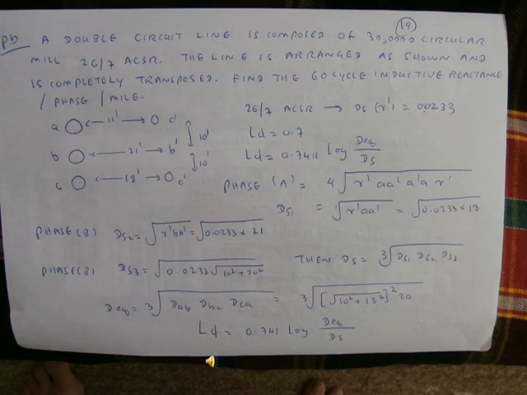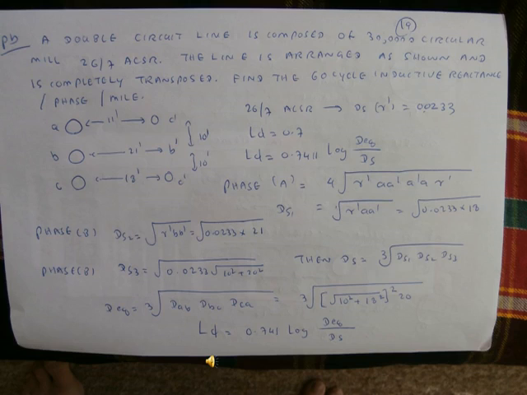So DS, that is R dash, is equal to 0.0233. The inductance per phase is equal to 0.741 log of D equivalent over DS. So for phase A, DS1 is equal to the square root of R dash multiplied by AA dash, so the square root of 0.0233 multiplied by 18.